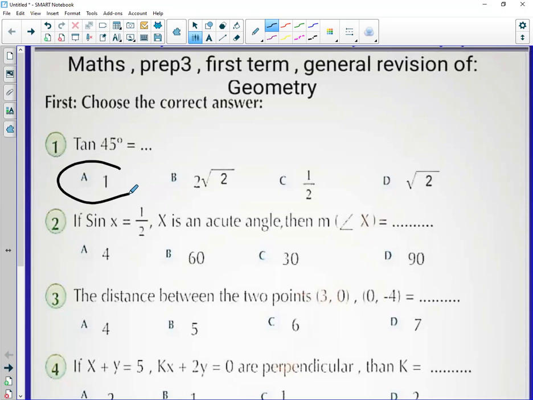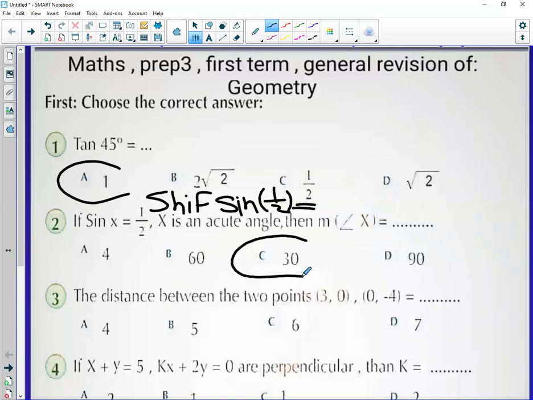Number two, if sine x equal half and x is an acute angle, then the measure of angle x equal what? Measure of angle x equal shift sine half. By using the calculator, shift sine half equal 30 degrees. Okay?